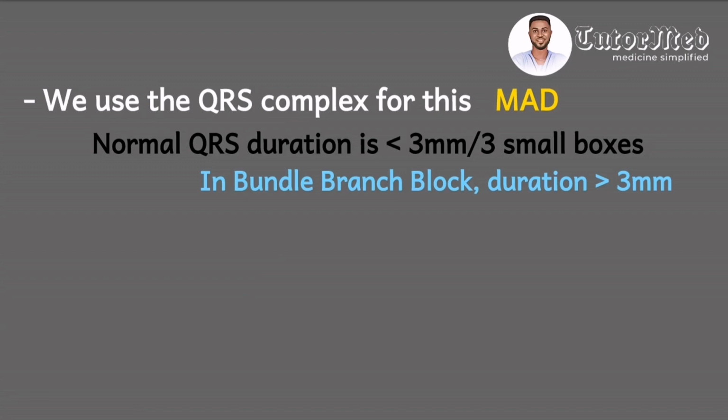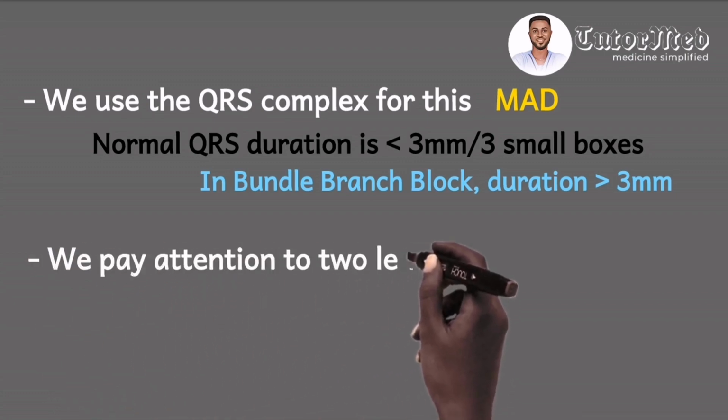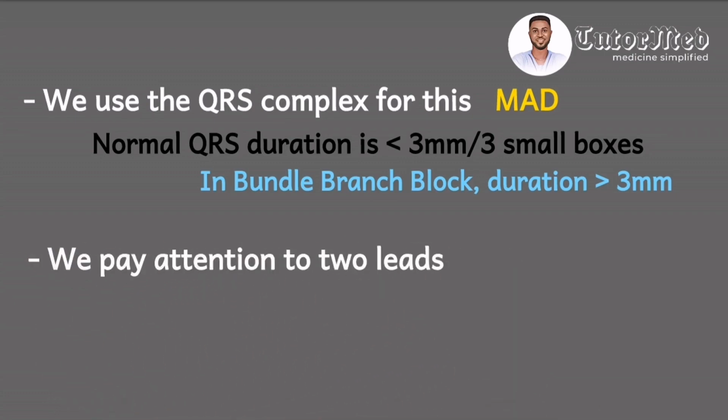And this makes sense because, for example, assuming the left bundle branch is blocked, the right ventricle will depolarize normally, but it will take some time for the impulses to spread to the left ventricle because its bundle has been blocked. And this increases the overall depolarization time, giving a duration more than 3 small boxes, right?